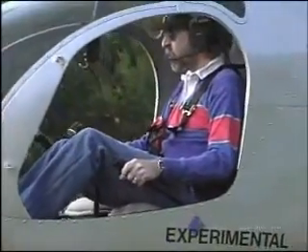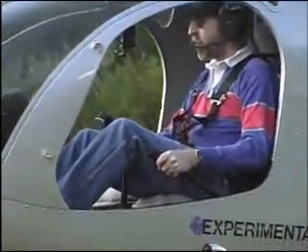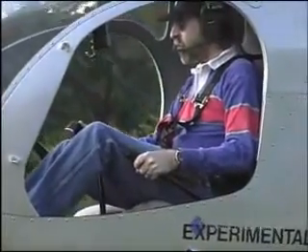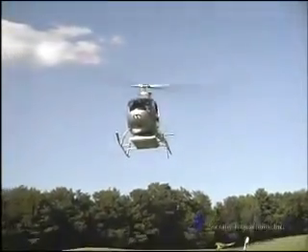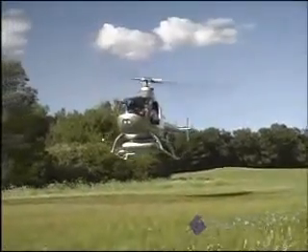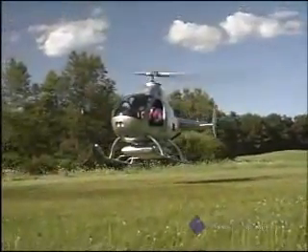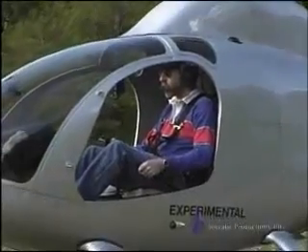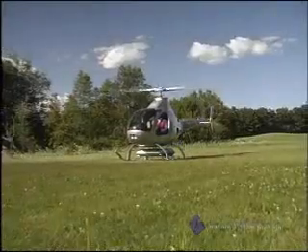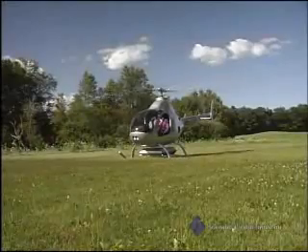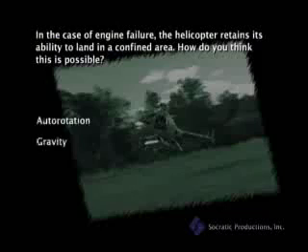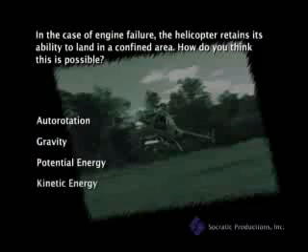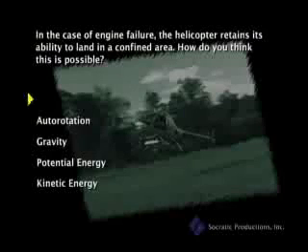Sure, raising the collective and adding throttle would increase the total rotor thrust and maintain or even increase altitude and speed. To get the helicopter back on the ground, we need to move the cyclic back enough to slow down and stop. Then lower the collective and reduce the throttle to settle onto the ground. The ability of the helicopter to land in limited spaces also gives it a unique safety benefit. How do you think this is possible? Auto-rotation, gravity, potential energy, or kinetic energy? Select the right answer.